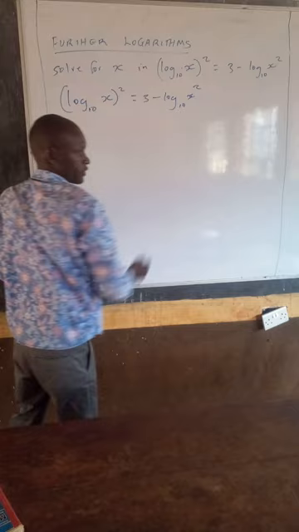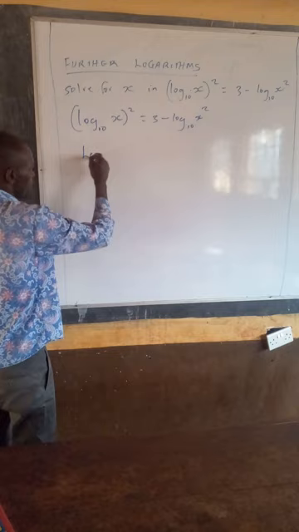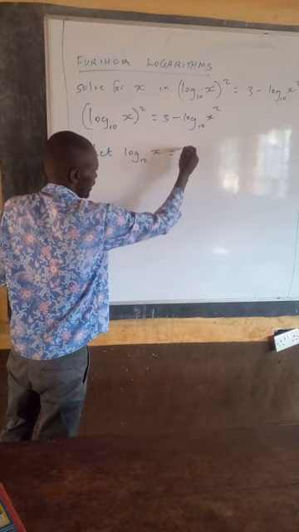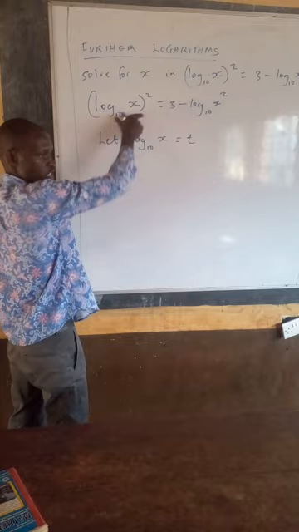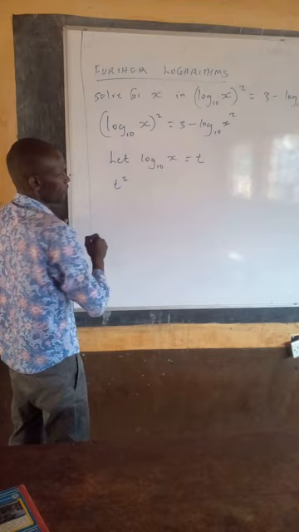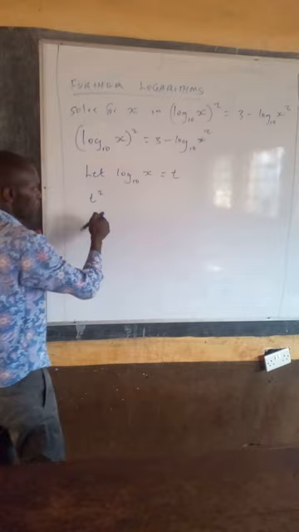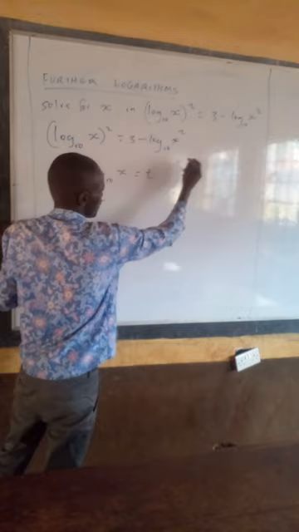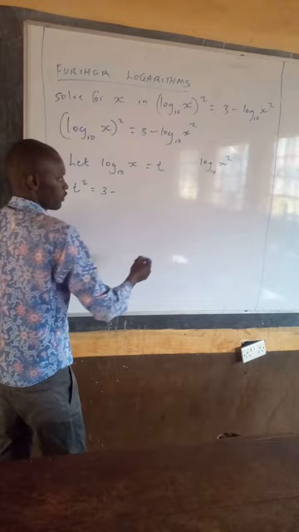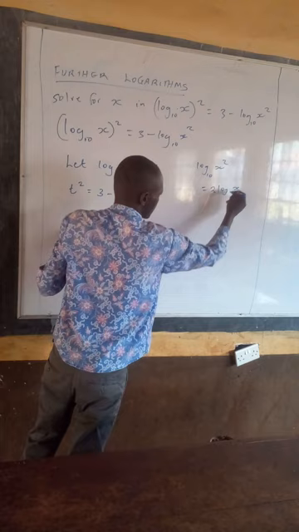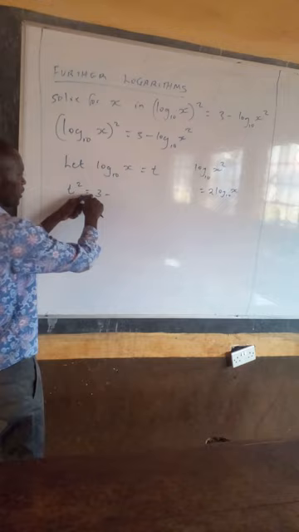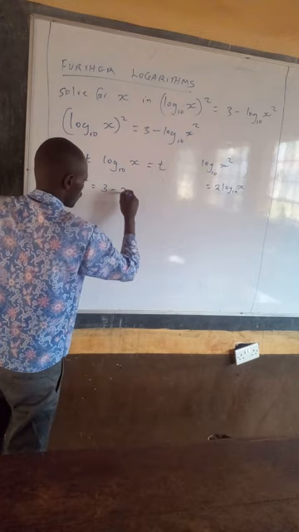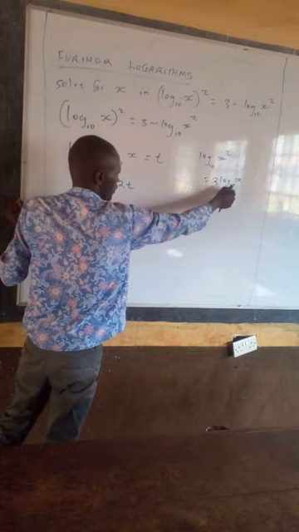So after having this one, we shall say let the logarithm of x to the base of 10 be a letter, let's say t. Once we have this letter, we shall equate it into the equation and say now this one will be t squared, because the logarithm of x is simply the same as this. So we say t squared will be equal to 3 minus this part, which is the logarithm of x squared to the base of 10. It is simply the same as 2 the logarithm of x to the base of 10. So now it becomes t squared is equal to 3 minus 2t. We have simply replaced this component where there is the logarithm of x to the base of 10 with the letter we gave it, t.